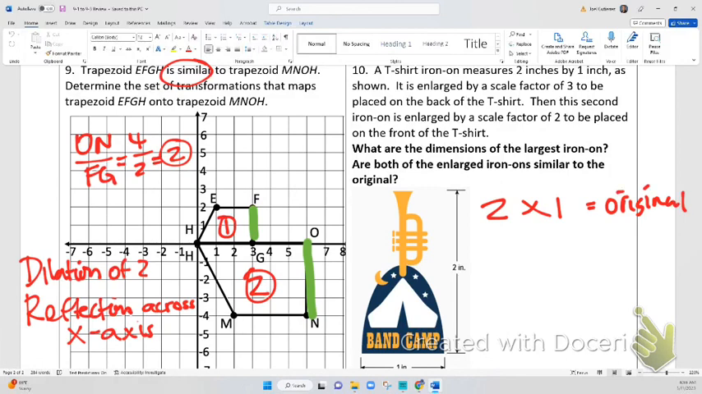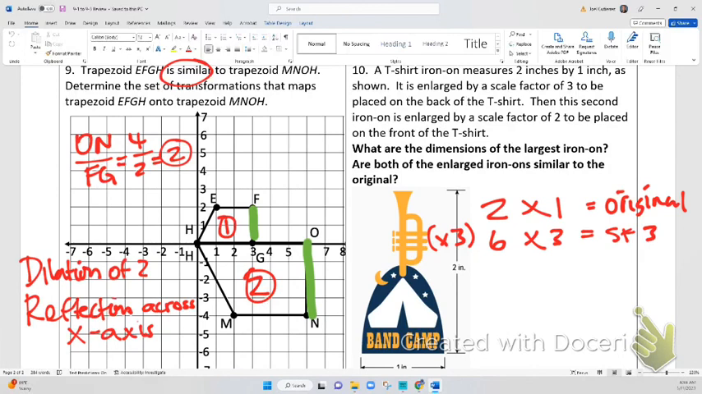And then it says it is enlarged by a scale factor of 3. So in other words, sorry, bell's going off. We take the original image and we multiply both things by 3 because that's my scale factor. So the new image, 2 times 3 gives you a 6. 1 times 3 gives you a 3. So this is the new image given the scale factor of 3, right?